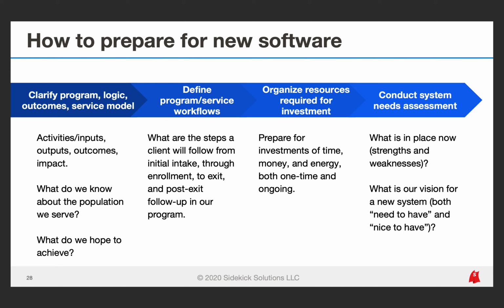And lastly, conduct a system needs assessment. What's in place now? Are there strengths and weaknesses in the tools that you currently use? What's your vision for a new system? Both the need to have and the nice to have. Write out your assessment to clarify your purpose in getting new client case management software. I recommend these next steps because they are the steps we follow in supporting our clients in searching for, selecting, and implementing new client case management software.